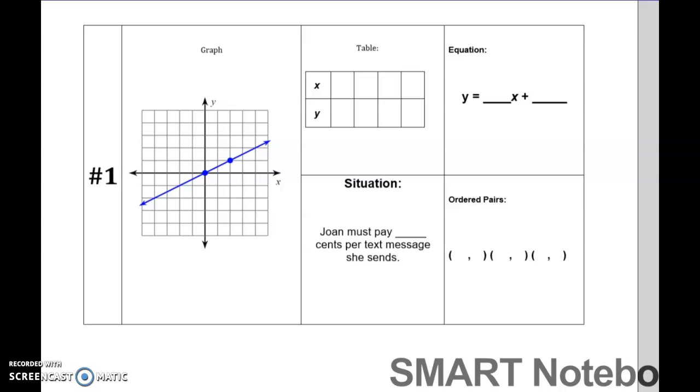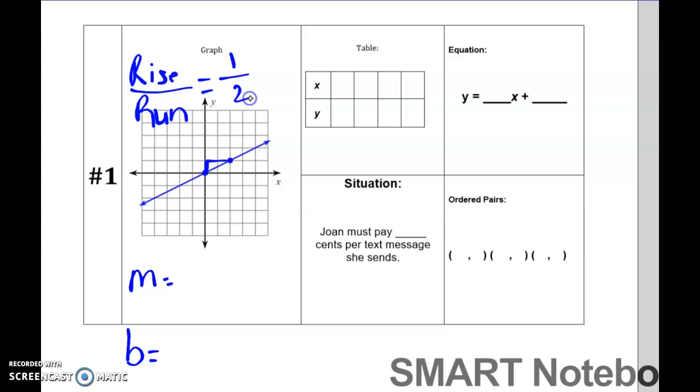Under here, I am going to write m is equal to and b is equal to. So I have my rise over run. Okay. So I go up 1. So my rise is 1. And I go over 1, 2 places. So I go up 1 over 2. Up 1 over 2. So my rise over run is 1/2. So I'm going to put that in decimal form, 0.50.